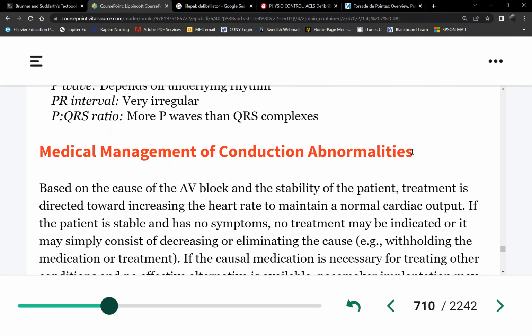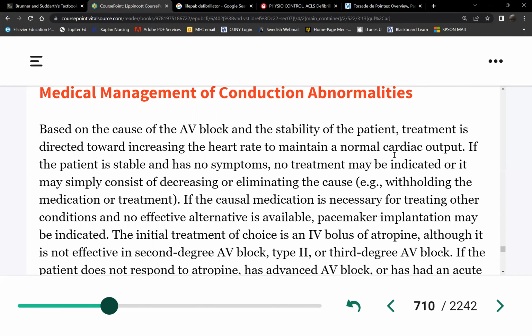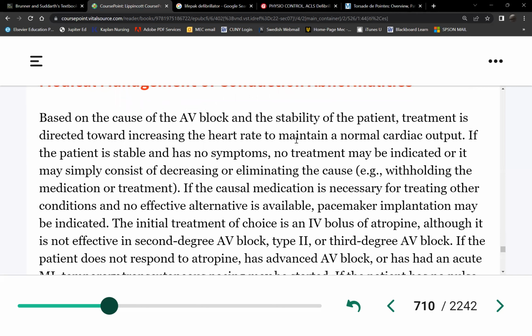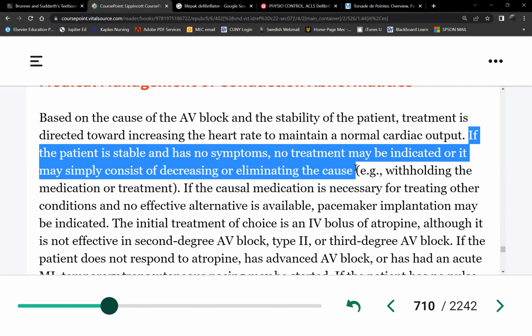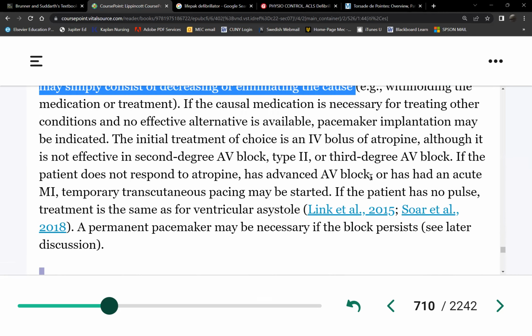So treatment is atropine initially for first degree, which is symptomatic, and then second degree type 1 can be treated with atropine. Again, if symptomatic. So here, if the patient is stable, no symptoms, no treatment is indicated. We just focus on identifying and eliminating the cause or decreasing the cause, whatever that is. Could be the beta blocker, could be the digoxin. Okay, so those are the common drugs causing heart blocks.